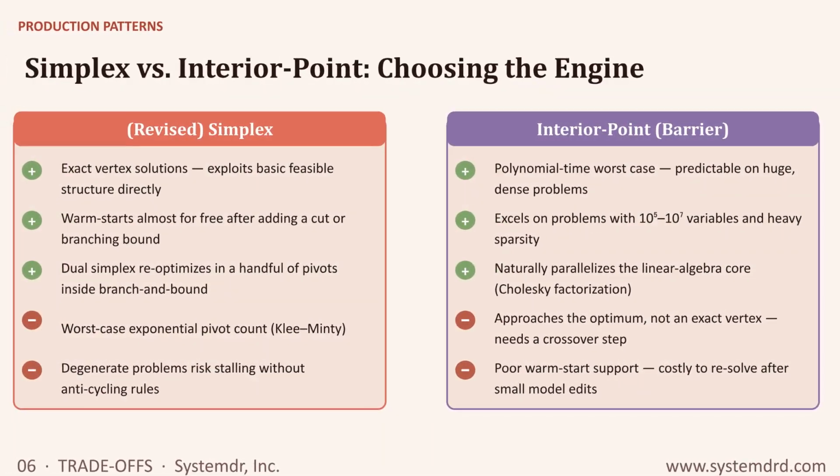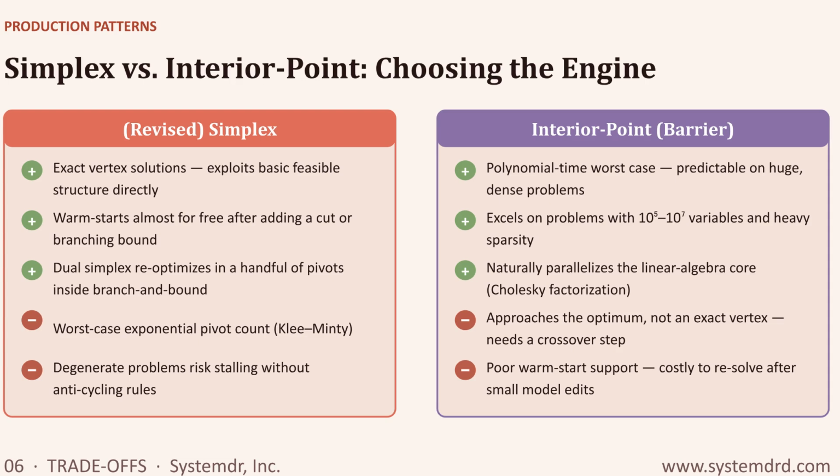So when should you actually reach for simplex? And when should you reach for something else? On the left, revised simplex. It gives exact vertex solutions, and it warm starts almost for free after you add a cut or a branch and bound. That's precisely why dual simplex dominates inside branch and bound. It can re-optimize in a handful of pivots. The downside? Worst-case exponential pivot counts, and degenerate problems risk stalling without anti-cycling safeguards.